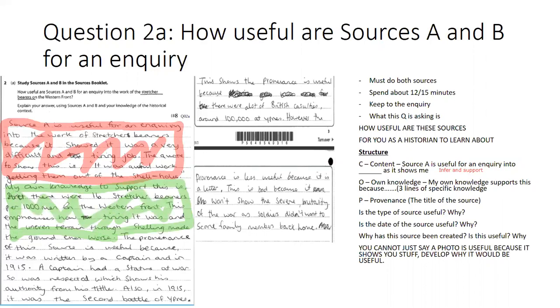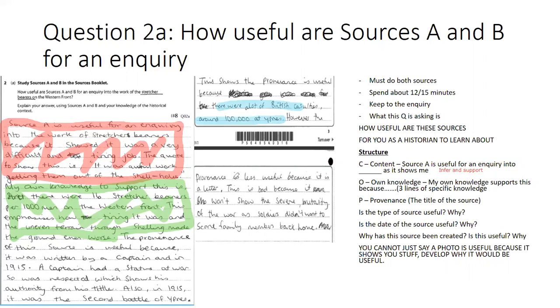The provenance of the source is useful because it was written by a captain in 1915. A captain had a status at war, so was respected, which shows authority from his title. Although in 1915 it was the Second Battle of Ypres. This shows the provenance is useful because there were a lot of British casualties, around 100,000 at Ypres. Now what this candidate's done here is they've used their own knowledge in the provenance, which you can do.